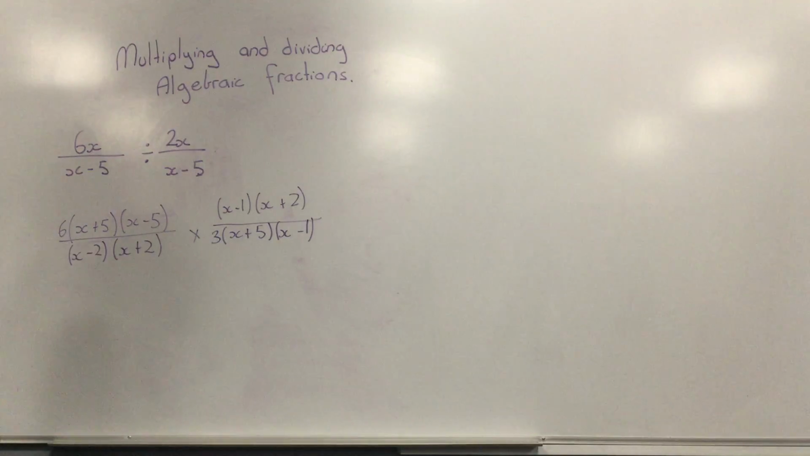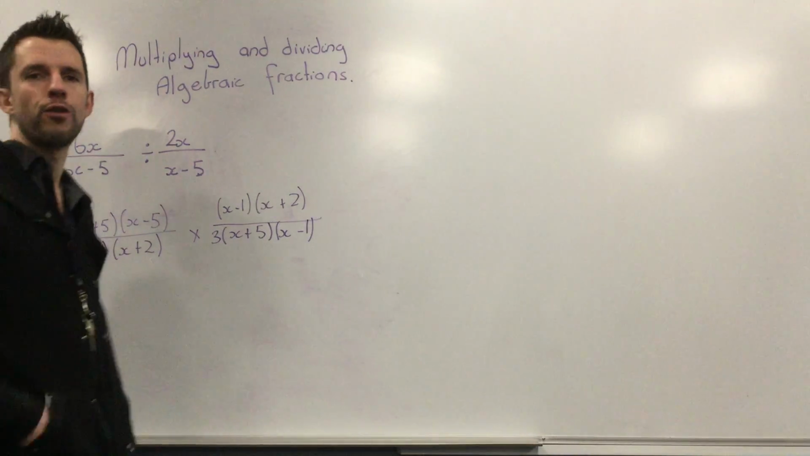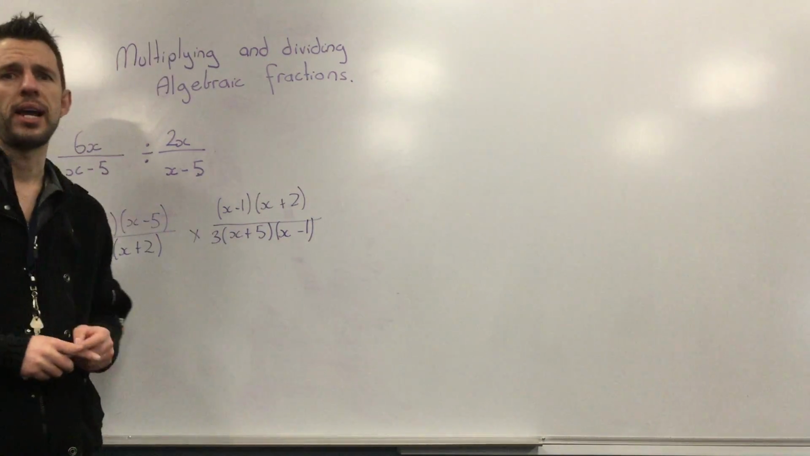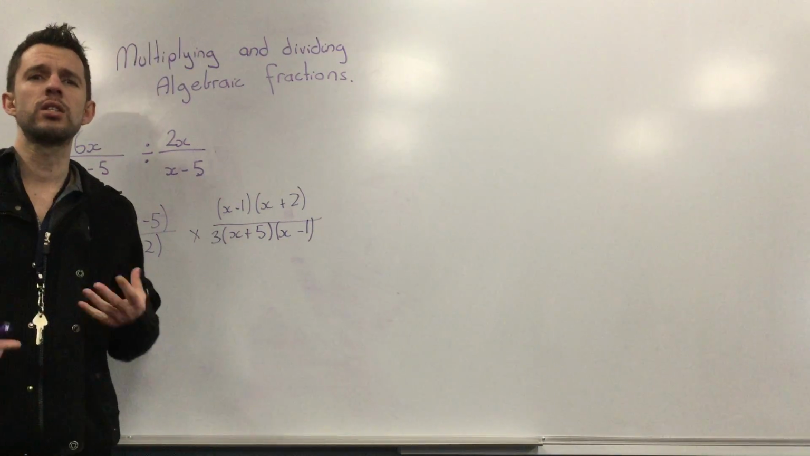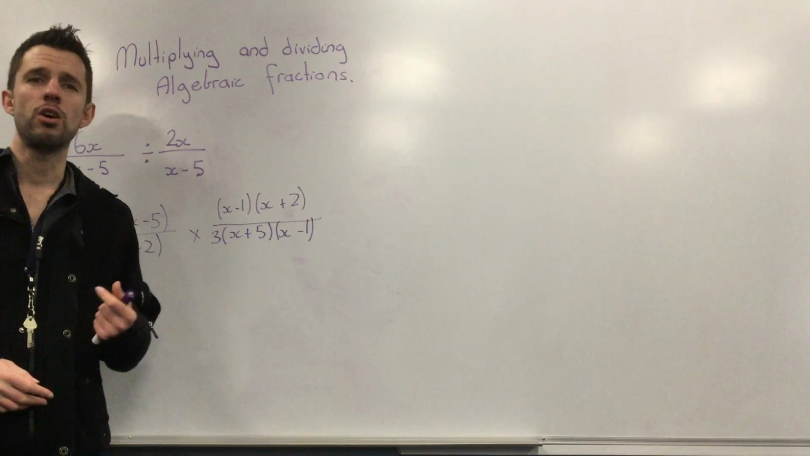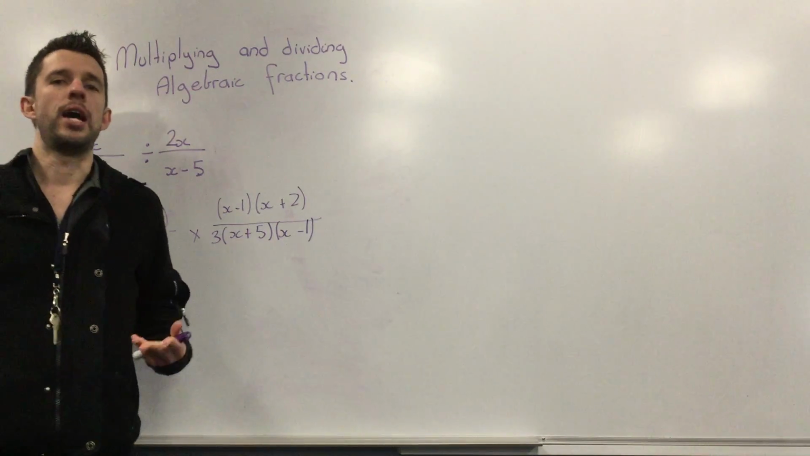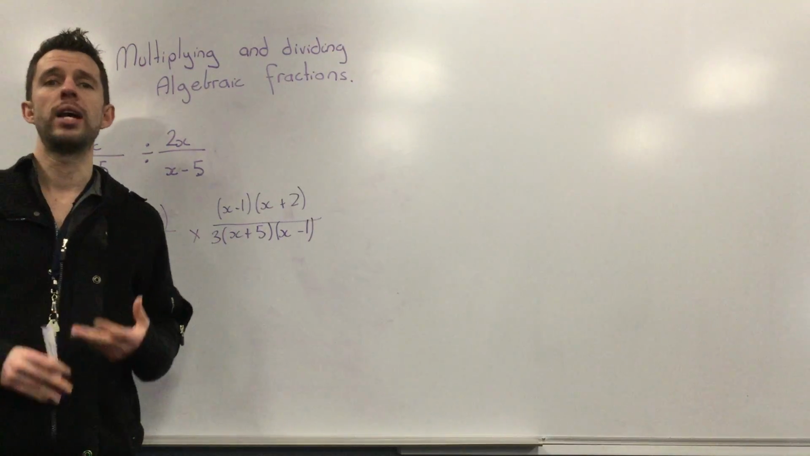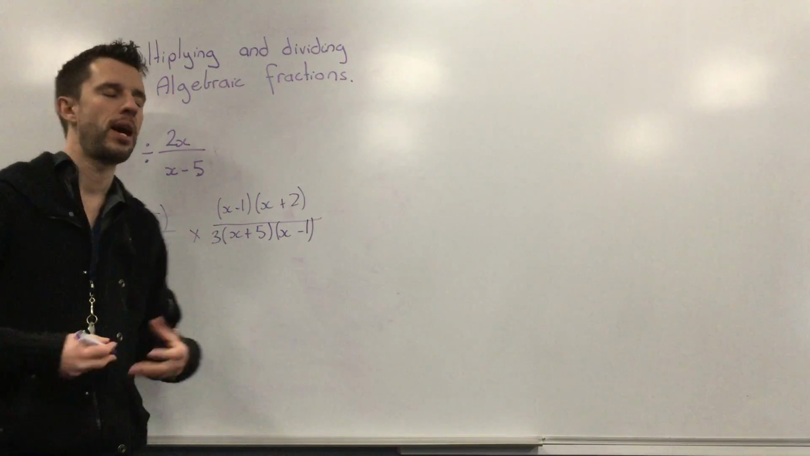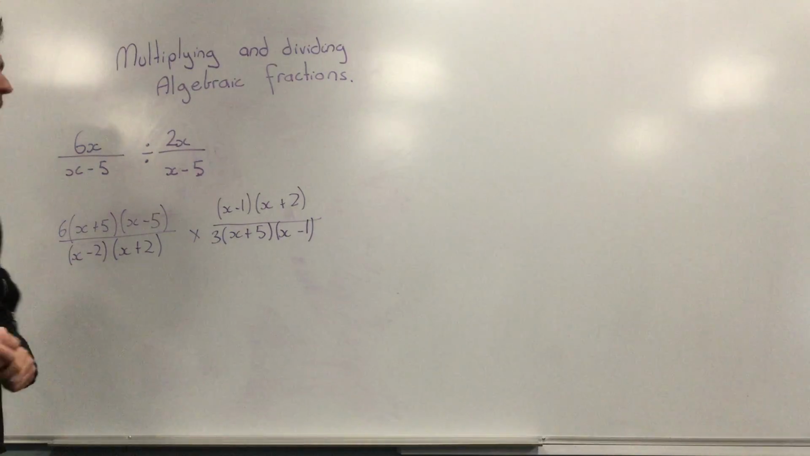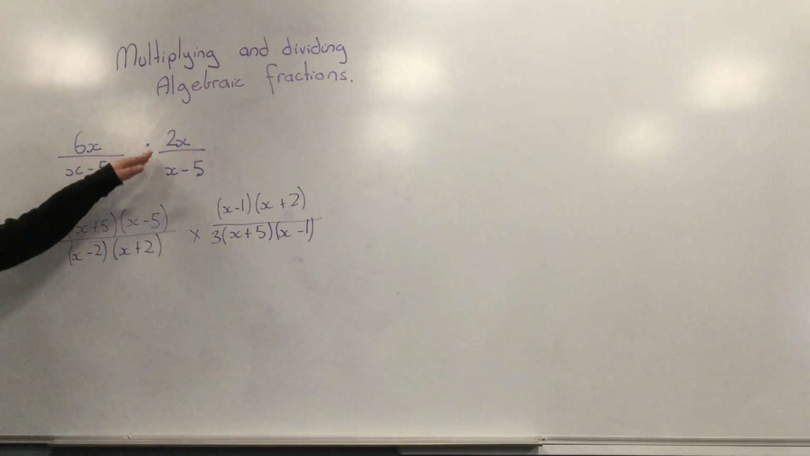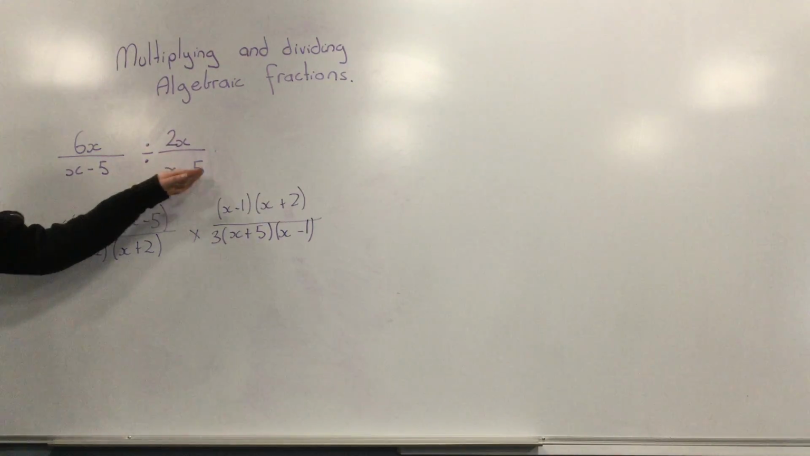So we are looking at multiplying and dividing algebraic fractions. Now when we're thinking about dividing and multiplying algebraic fractions, it's really just going back to our understanding of it without algebra. Exactly the same process applies, and we're just going to try and use our understanding to simplify this as best we can. So when I'm looking at this first question, 6x over x minus 5 divided by 2x over x minus 5.